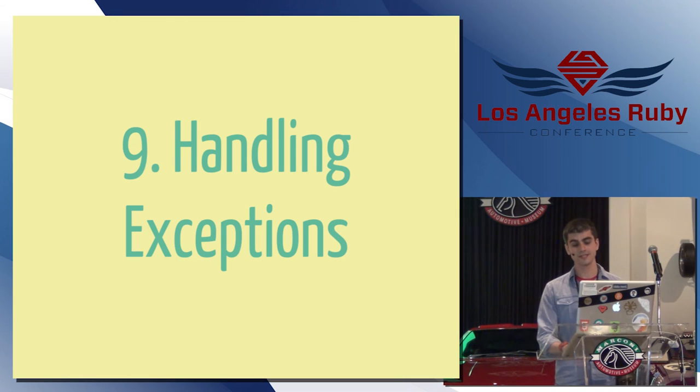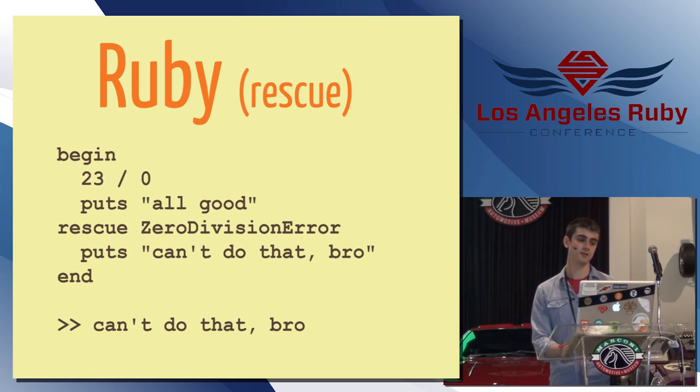So aside from raising exceptions, we'll talk about handling exceptions. So we know begin, rescue, end in Ruby. So this one will try to execute some code. It's going to divide 23 by 0, but it will rescue the zero division error. It will do some sort of error handling, in this case just printing, you can't do that, bro. And then it will resume program execution.